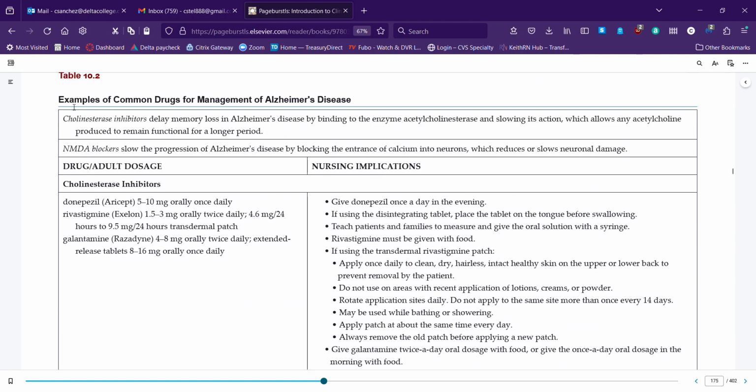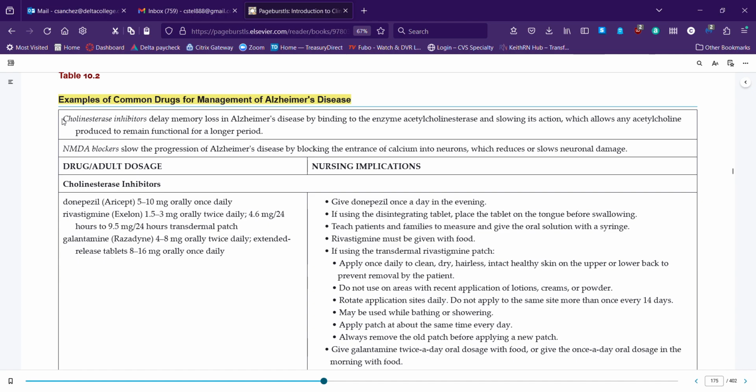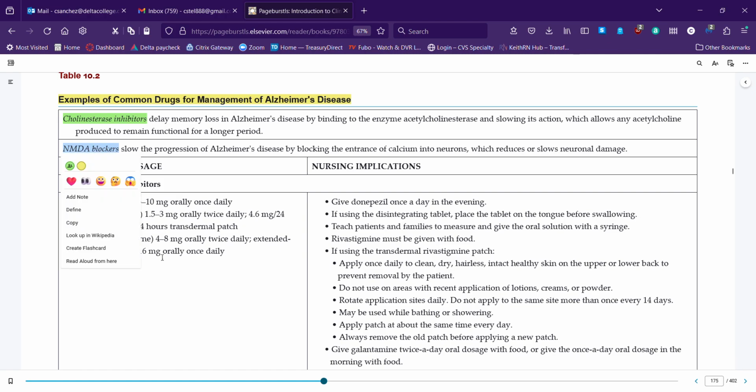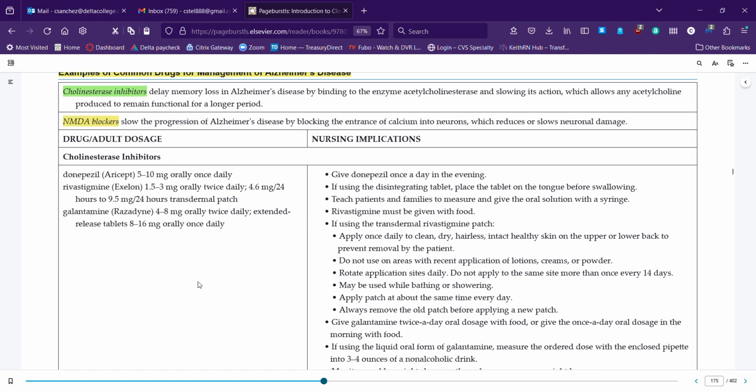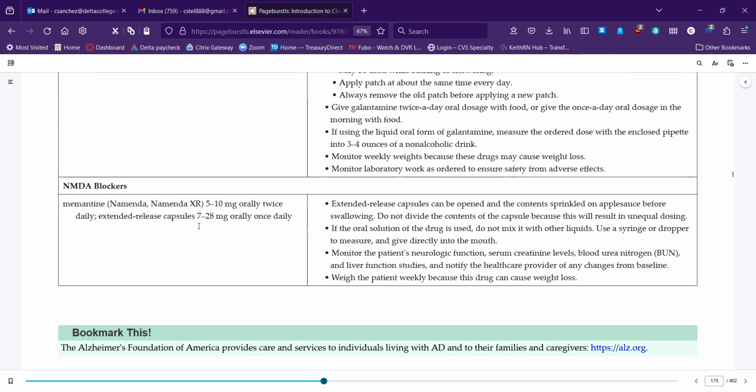All right, so I'm going to stop here at this moment, and then I'm going to come back and do the drugs for epilepsy. But what I do want to go back up to is just remind y'all that the box up here is going to be those common drugs for Alzheimer's. Okay, we have our cholinesterase inhibitors. Okay, and then we have our NMDA blockers, okay, and then we have our breakdown of the two different types of drugs, okay.